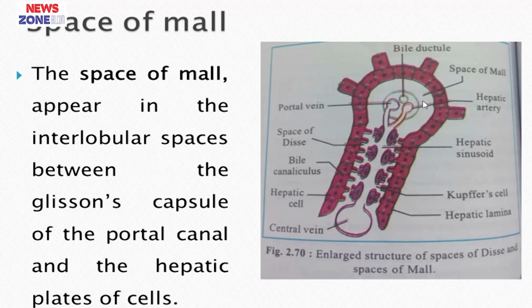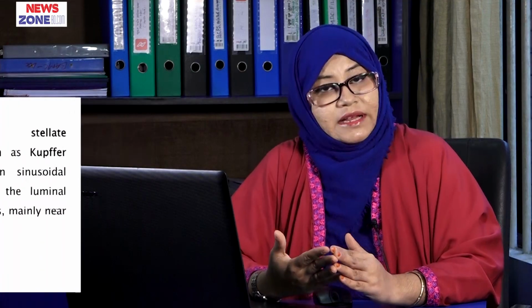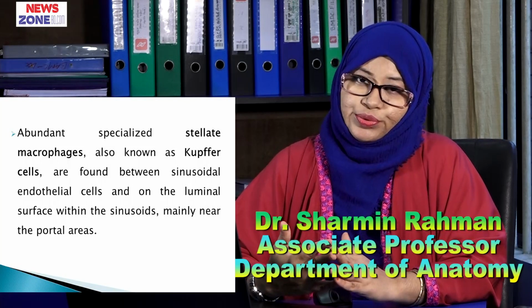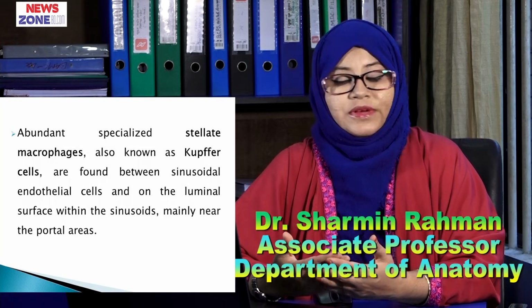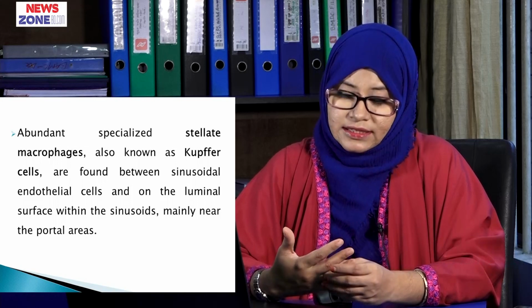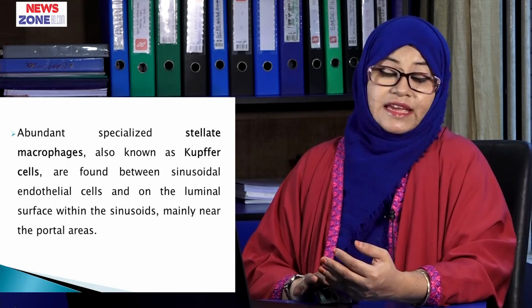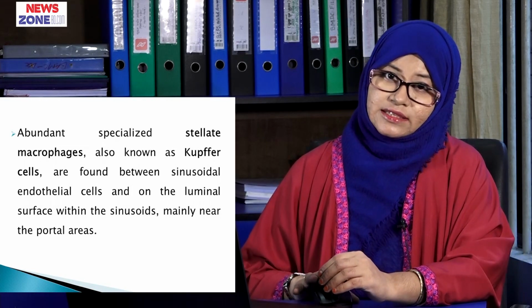Now, the space of Mall. The space of Mall appears in the interlobular spaces between the Glisson's capsule of the portal canal and the hepatic plates of the cells. This is the space of Mall. Abundant specialized stellate macrophages, also known as Kupffer cells, are found between the sinusoidal endothelial cells and on the luminal surface within the sinusoids, mainly near the portal areas.